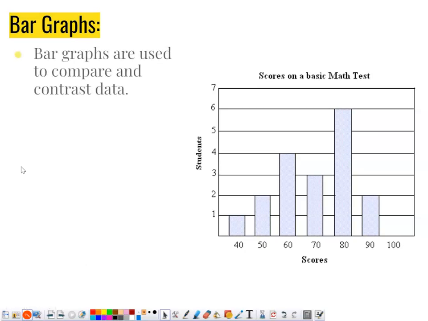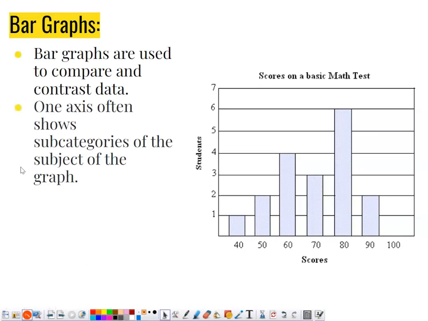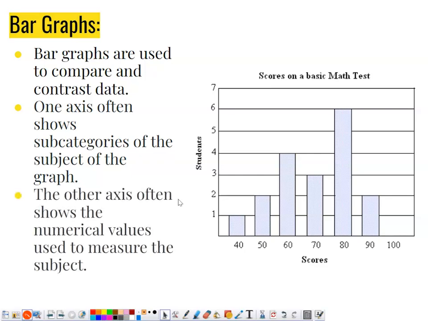Okay, so looking at bar graphs. Bar graphs are used to compare and contrast data. One axis shows the subcategories, right? So on this axis down here, we see the scores. And then the other axis just shows how many of those scores do you see, right? So looking at this bar graph, we're looking at the scores on a basic math test. It looks like you can only get multiples of 10, right? So you get 40, 50, 60, 70, 80, 90, or 100. And then along the y-axis, we have the number of students that got that score. So if I'm asking how many students received a 60%, well, I see that 4 students received a 60%.